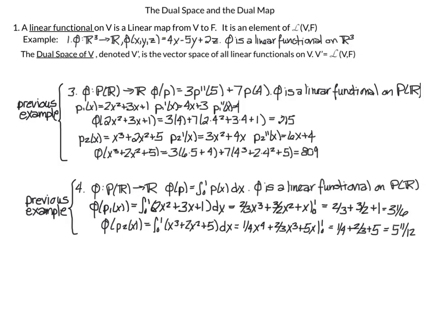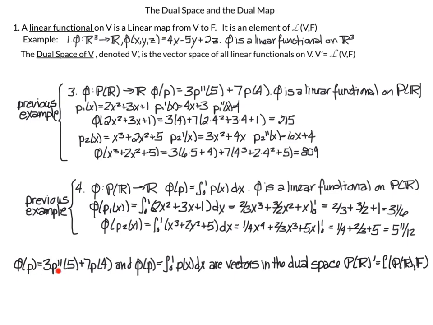So considering our last two examples, this one here where phi went from the space of polynomials to the real numbers, and it was defined as phi would take a polynomial and map it to 3 times the second derivative evaluated at 5 plus 7 times the polynomial evaluated at 4. And we took this other phi that maps from the space of polynomials to the real numbers. We defined that as taking the polynomial and mapping it to the real number that we get when we integrate from 0 to 1 p of x dx. These are both from the same space, P of R, and then they both map to R.